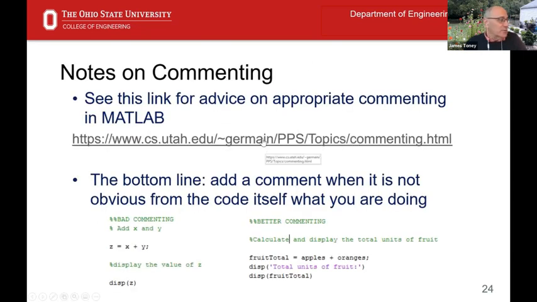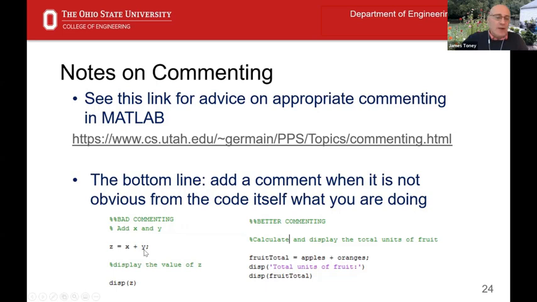All right, there's a link here on good commenting practices. So you should definitely get in the habit of commenting your code, but don't get carried away. Because we tell you you have to comment your code, sometimes people say, okay, I'll put a comment for every line of code. You don't want to do that. And you also don't want to add a comment that's just redundant with the code itself. Here's a bad comment, add X and Y. That's useless because I can already see that you're adding X and Y just from the code itself.